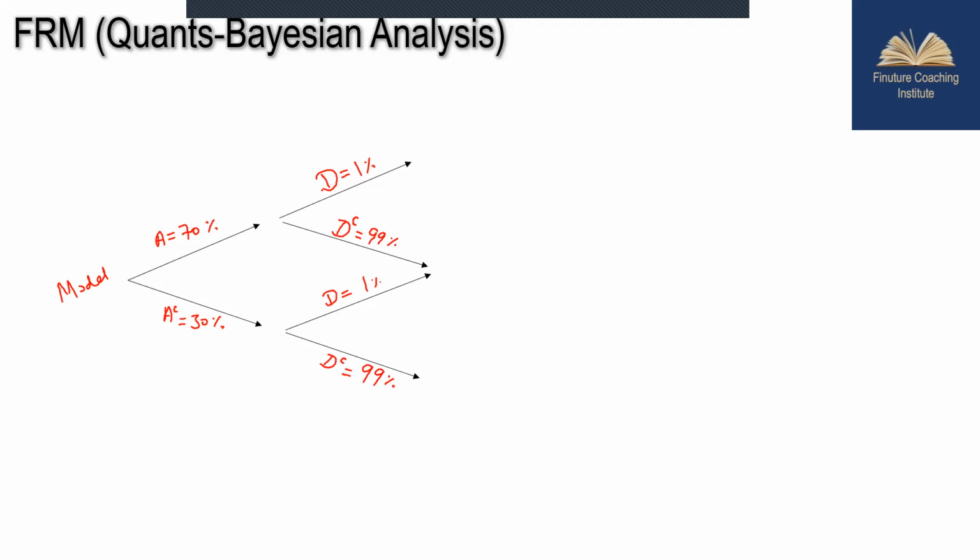So let's first calculate the joint probabilities. The model was accurate and there was a default. The model was accurate, there was no default, so A, B complement. The model was not accurate and there was a default. The model was not accurate and there was no default.